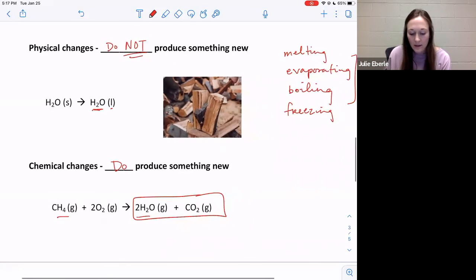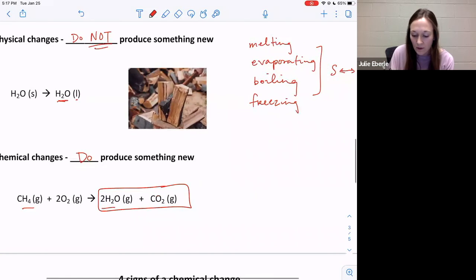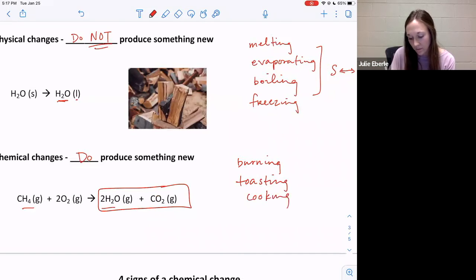So words that denote chemical changes. These will often be words like burning, toasting, okay, cooking. I'm sure you can think of some others, okay, maybe bleaching. These types of words denote a change in which the matter after the change is not going to be the same. It'll be a new substance that's produced, okay? And there's definitely more that we could think of.